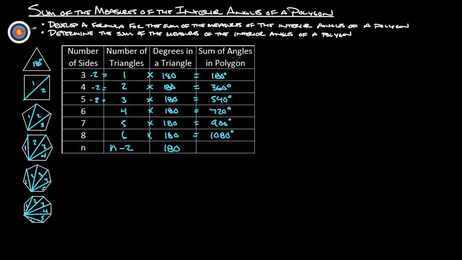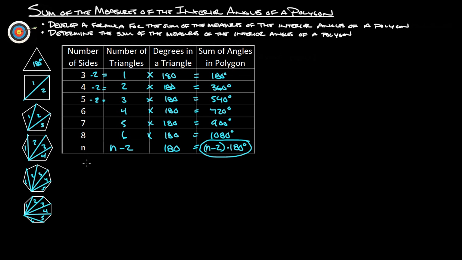So the sum of the angles in a polygon is, remember, we always took the number of triangles times the degrees in a triangle, and we multiplied these two things together. So it's going to be n minus 2 times 180 degrees, and that is our formula that we can use for all of this. Take the number of sides, subtract 2, and then multiply it by 180, and that will work for any number of sides you can come up with.